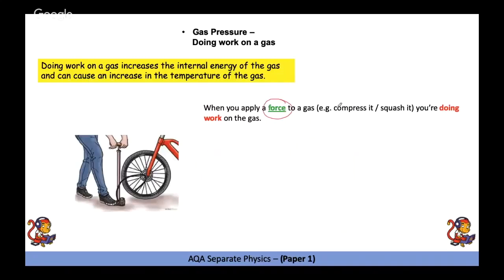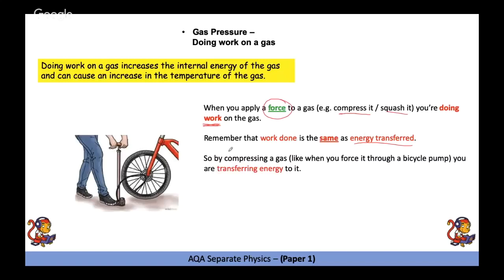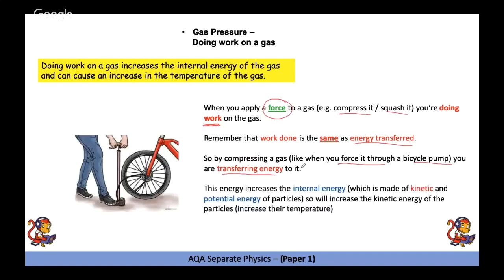When you apply force to a gas, so you compress it or squash it, you're doing work on the gas. When you do work on the gas, you're transferring energy into the gas. So remember that work done is the same as energy transferred. So by compressing a gas, like when you force it through a bicycle pump, you're transferring energy to it. Now this energy, what does it do? It increases the internal energy, which is made of the kinetic energy and potential energy of the particles.